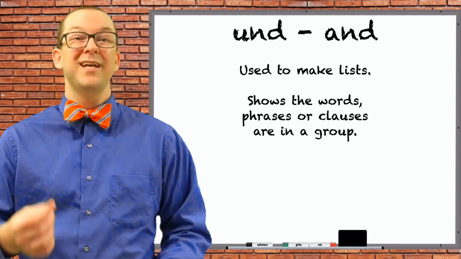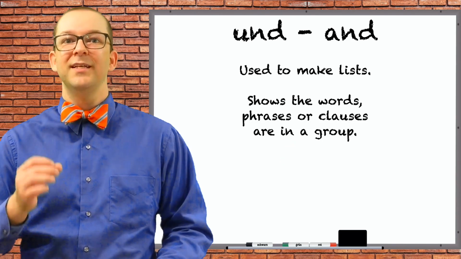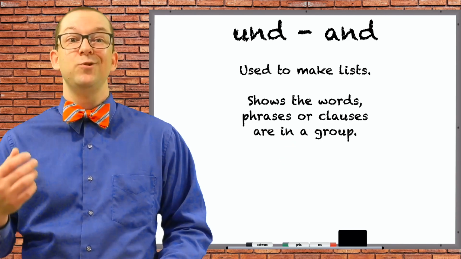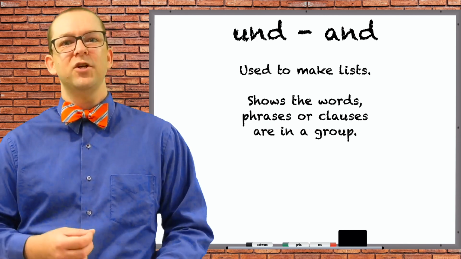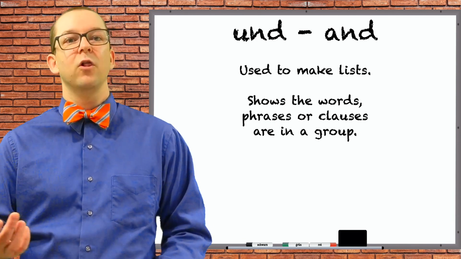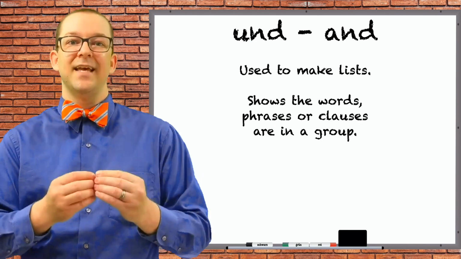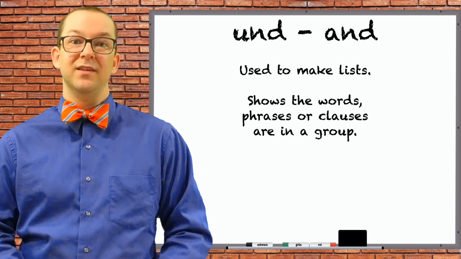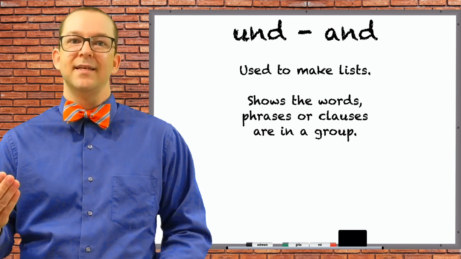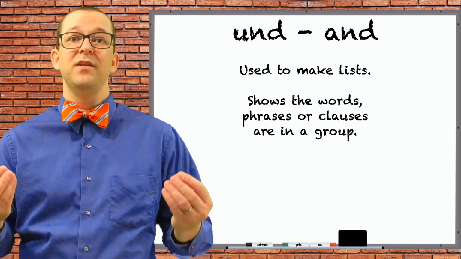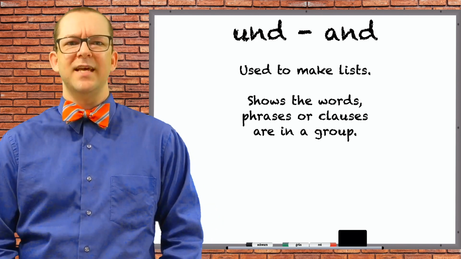The first and most common coordinating conjunction in German is und. It means and is used just like in English. This conjunction shows you that the words, phrases, or clauses that are connected with it are in the same group. This is great for building lists. You simply add it before the last thing on the list, and now you have a connection between the things on your list. Let's try some examples.